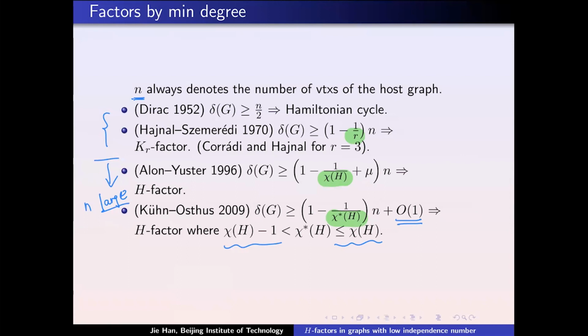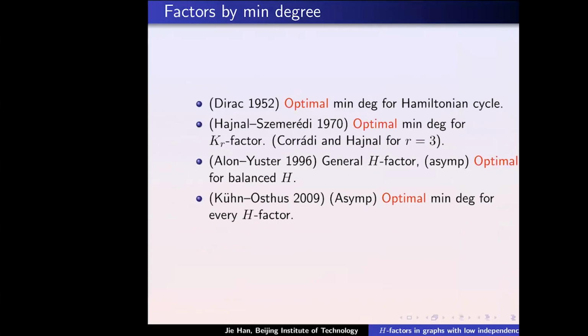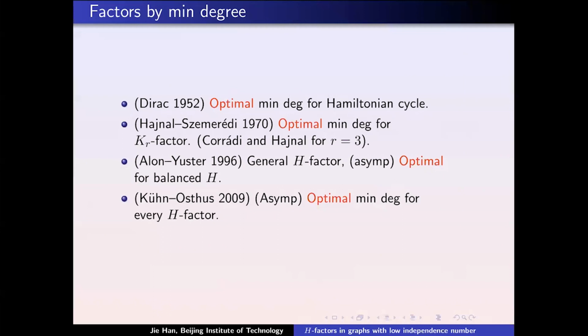We will go to this a little bit later. So this Kühn and Osthus work kind of put a period on this problem. But what do I do now? What else can we do? This is a summary of this list of results. In other words, namely, it's optimal conditions for the objects: Hamiltonian cycle, clique factor, balanced edge, and every edge factor.